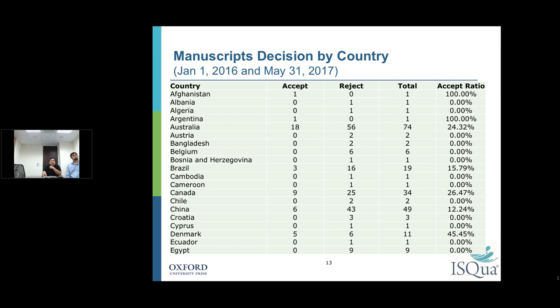On this page, you can see the highest number of submissions came from Australia, and we accepted 18 out of the 74 submissions. China is a little bit low on the success rate. And we also have one submission from Afghanistan, and it was accepted. And one submission from Argentina, and it was accepted.